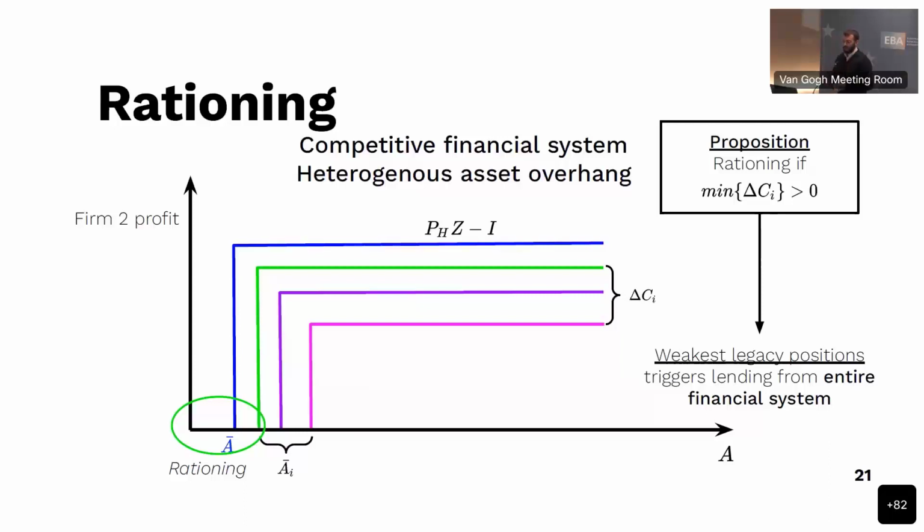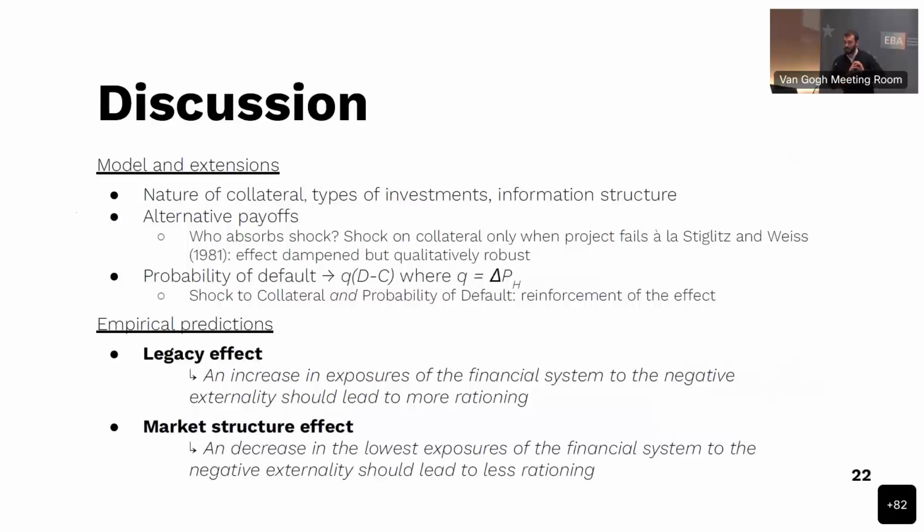All right, we can move on to the next slide. In the paper, we do discuss a lot of extensions and aspects of the model, but here what I really want to take away from this part is two empirical predictions. The first one is what we call a legacy effect, which is the following statement: any increase in the exposures of the financial system towards the negative externality brought by a certain technology should lead to more rationing. So that's basically the first set of results I showed.